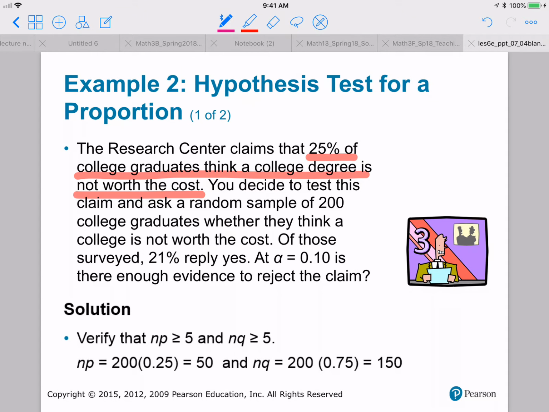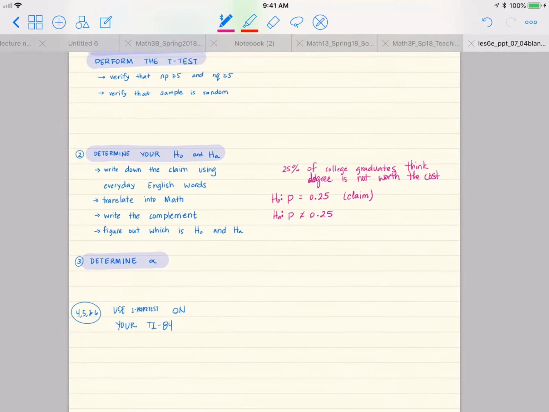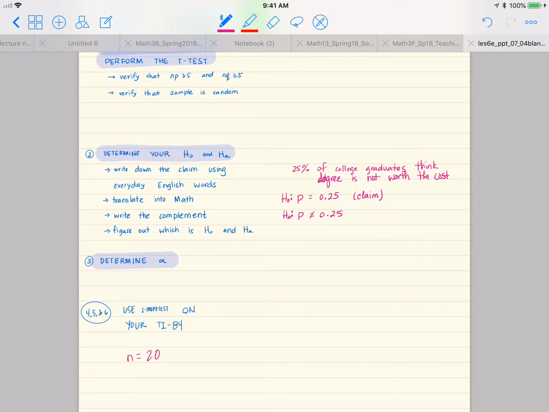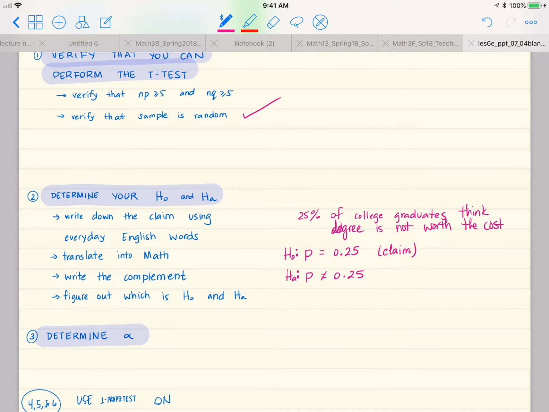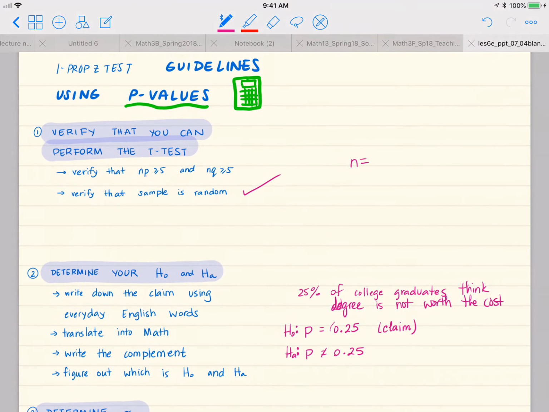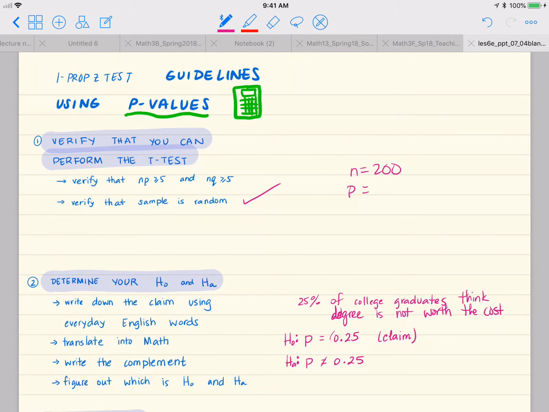You decide to test this claim and ask a random sample of 200 college graduates. Okay, so bam. Already I know that my sample is random and n is equal to 200. So I'm going to need that in my calculator. N is equal to 200, and I verify that my sample is random. I also need to verify that NP is greater than or equal to 5 and NQ is greater than or equal to 5. At this point, this P is the 25%. So if N is equal to 200 and P is equal to 0.25, then Q must be 0.75.